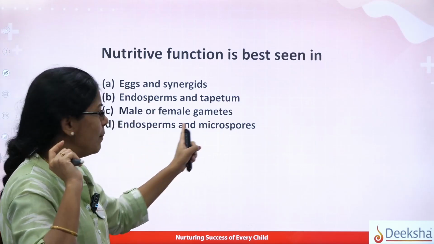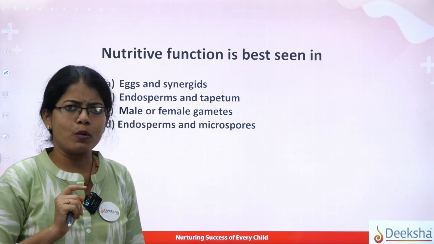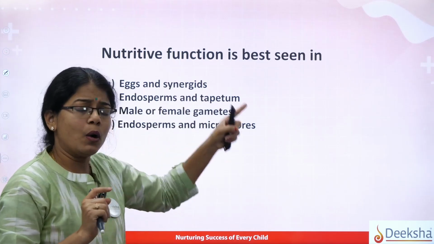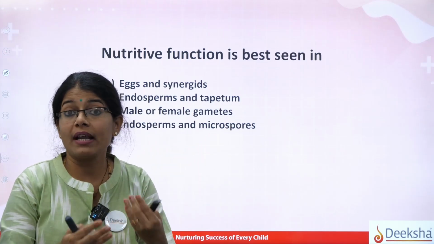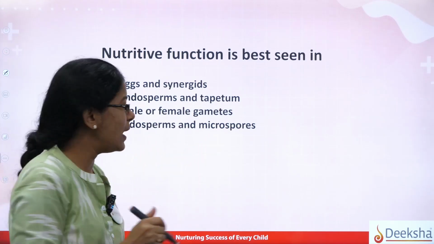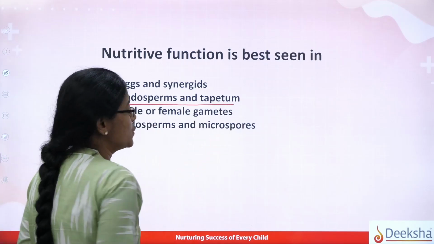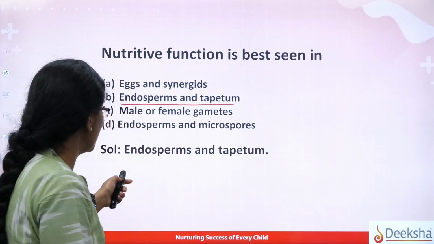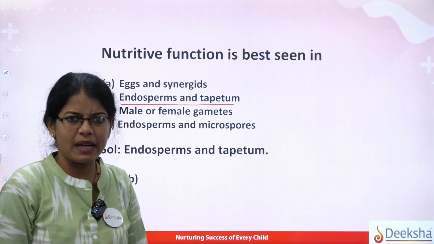Male or female gametes, endosperm and the megaspores. Now from this you can make out which one of them is going to provide nourishment, and you're very right, that is the endosperm, and the tapetum also serves the purpose of providing nourishment, right?